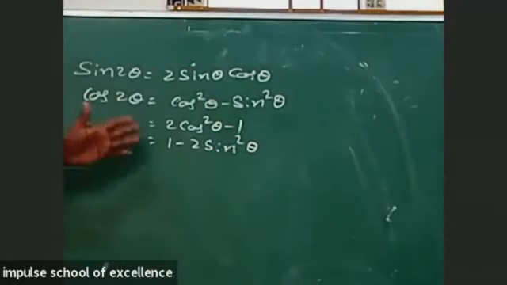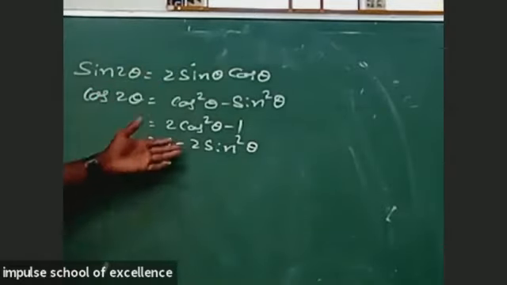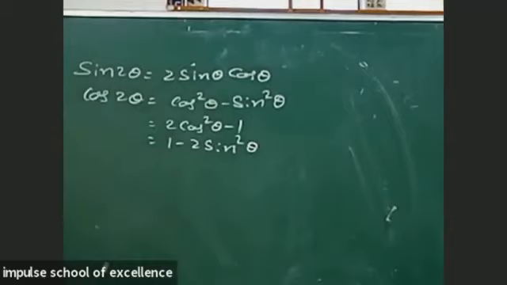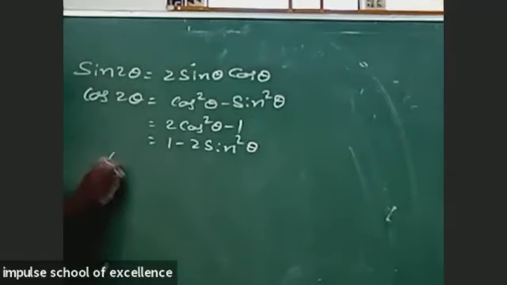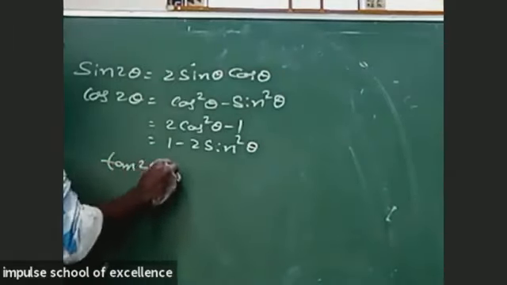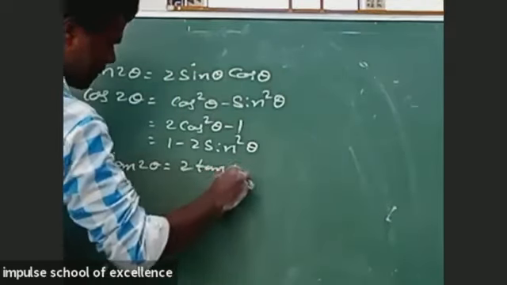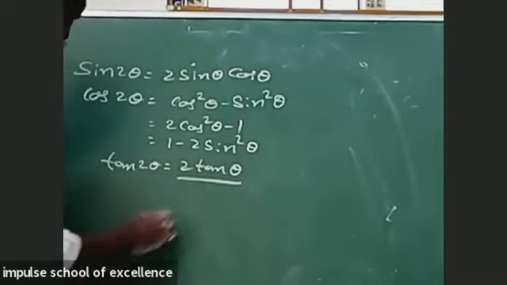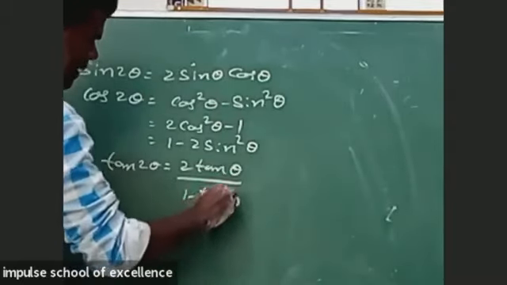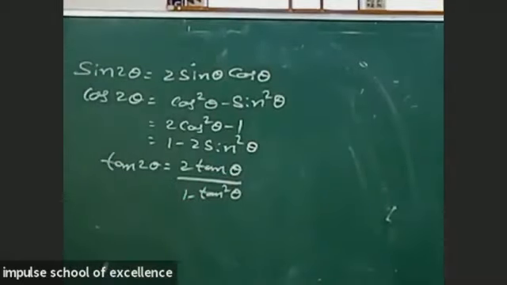So just learn these by heart, because based on this, the same problems will come in the higher classes. If they ask the question, you should answer it. That's it. Tan 2 theta is equal to 2 tan theta by 1 minus tan square theta.